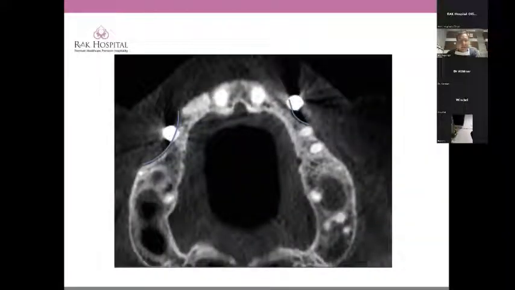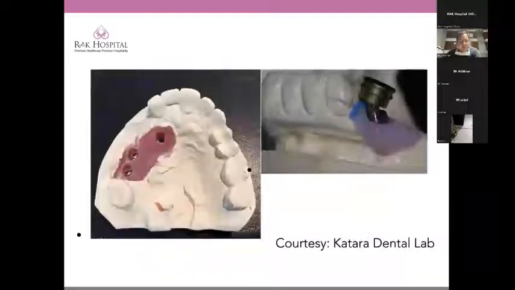This is again an axial image of the same patient, of the same scan. You see the available bone highlighted in blue, and the implant is completely outside the bony window. Again, you can see two implants may be in decent position. The third implant is in the palate. There is no way that any prosthodontist will be able to make a bridge in this situation. So we want to avoid these kinds of situations.